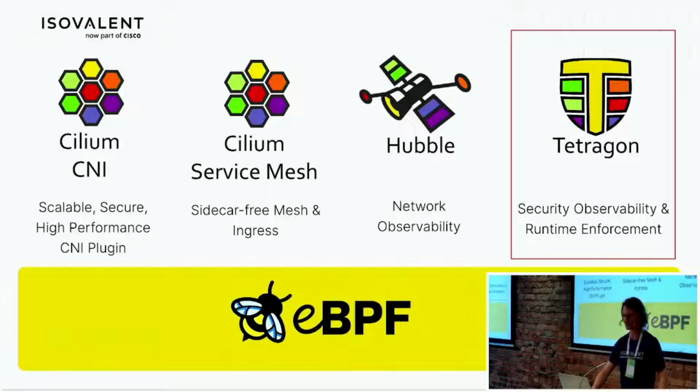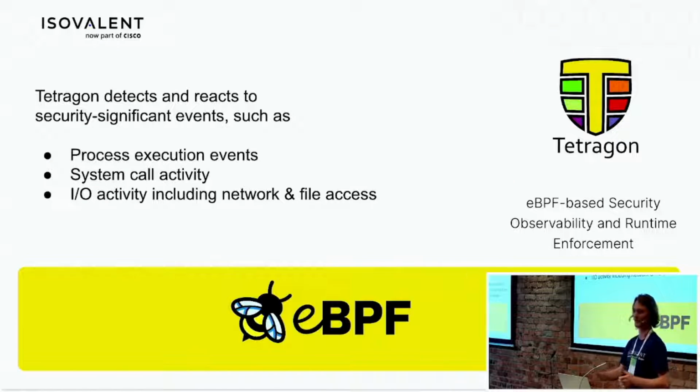So let's get started. Maybe you're more familiar with some of the stuff on the left side in terms of the Isovalent project landscape. Maybe you've used Cilium, the Cilium CNI, maybe the Cilium service mesh, or maybe you've actually used Hubble for extracting observability. Today we're going to be talking about Tetragon.